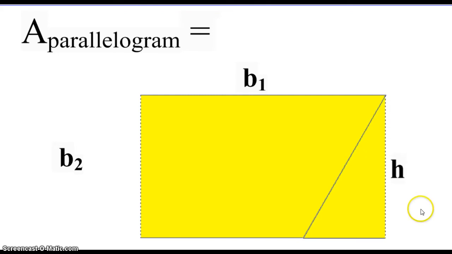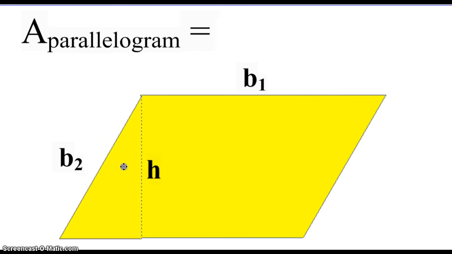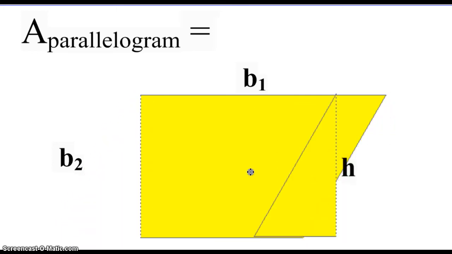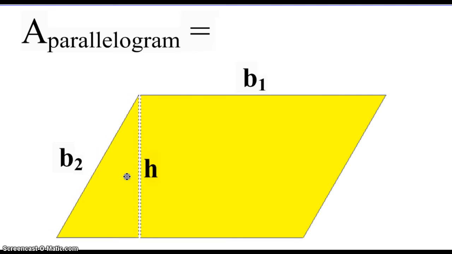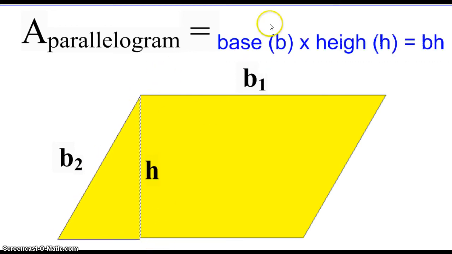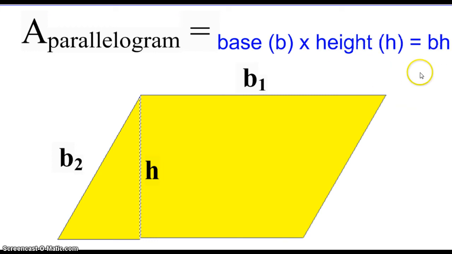A rectangle. So the area of a parallelogram is exactly the same as a rectangle, and this is why, because it is basically a rectangle, it's just slanted. The problem is you have to remember to use the actual height, the one that is perpendicular to the specific base. So right here, base b, height h, and so b times h is your formula.